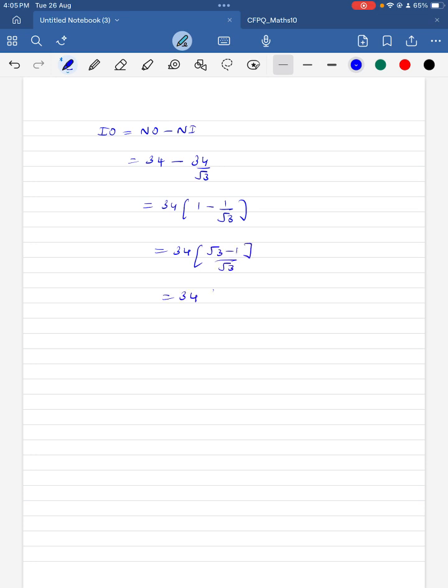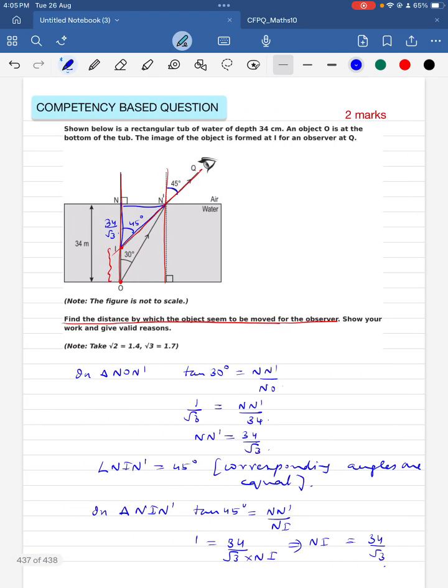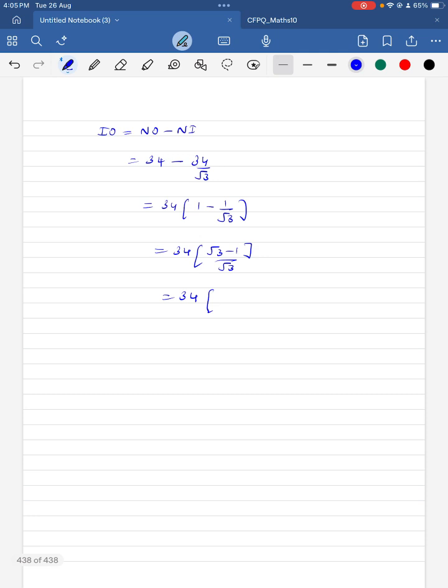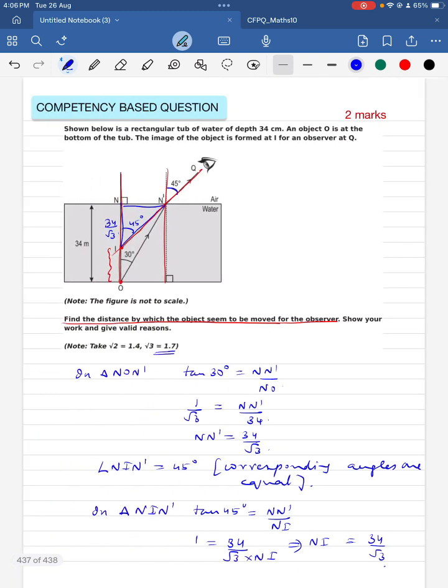Now they've given you the value of root 3 in the question as 1.7. Take root 3 as 1.7. So we can substitute 1.7 minus 1 divided by 1.7, which is equal to 34 times 0.7 divided by 1.7. So that's going to be equal to 34 into 7 divided by 17, and that's 14 centimeters. Okay, so the value of IO will be 14 centimeters.